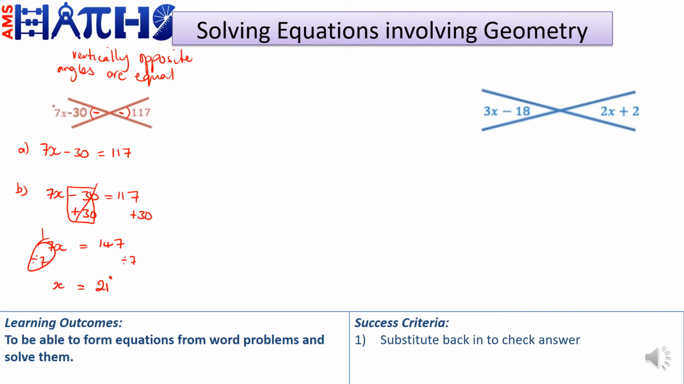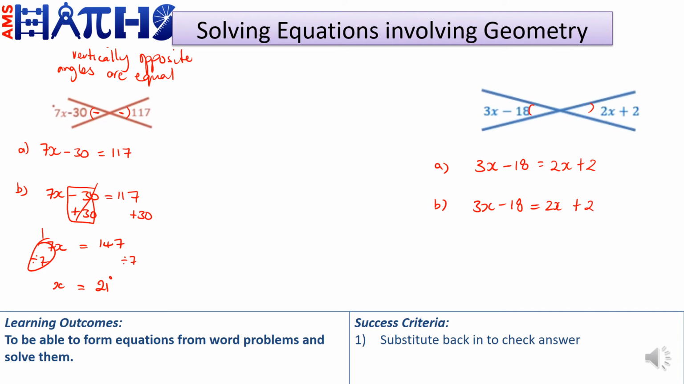Okay. Let's look at the other example. Again, vertically opposite, so they are equal to each other. So we can find the value of x. Okay, but we first need to write the equation. So let's do that for part A, writing the equation. So 3x minus 18 is equal to 2x plus 2. And then for part B, we're just going to solve that equation to find x, alright? So I'm just rewriting the equation, and then we're going to solve.